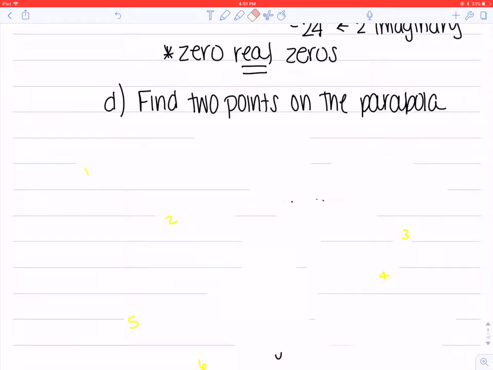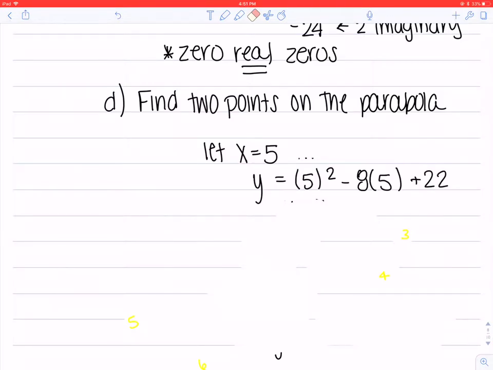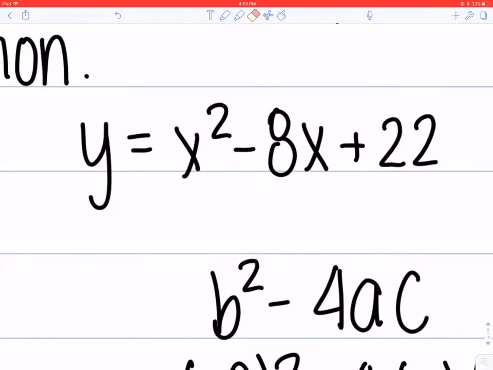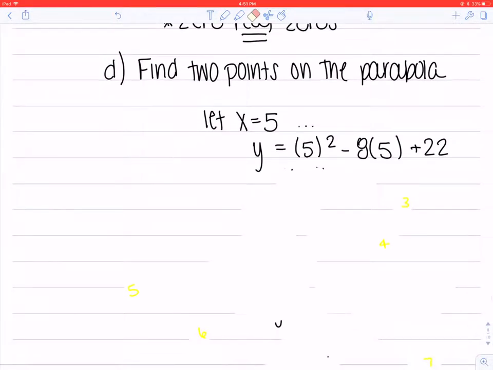Last part is going to then find 2 points on the parabola. I'm just arbitrarily going to pick a value for x, plug it in, and get out a y. So the first one I said was, okay, let's let x equal 5. I just picked 5. You can pick whatever number you want. You can pick 5 too. I'm going to then plug in 5. I plugged it into the standard form version. So I plugged in 5, I put it in my calculator, I got out y equals 7. So that means my first point is (5, 7).